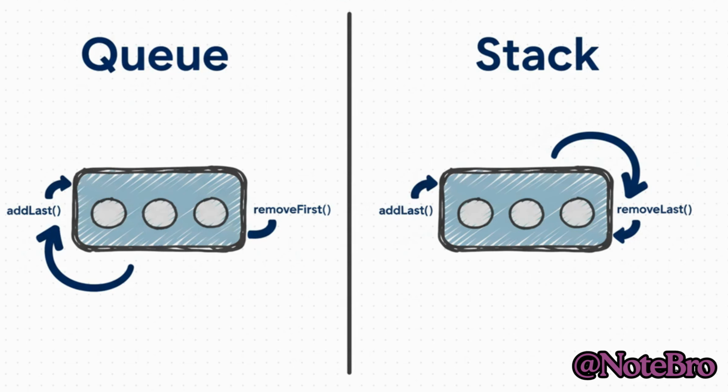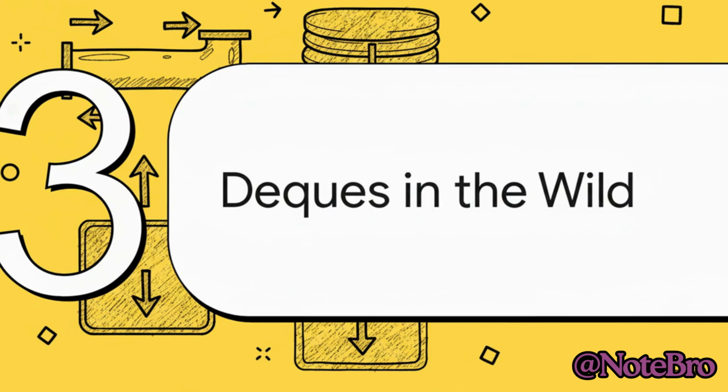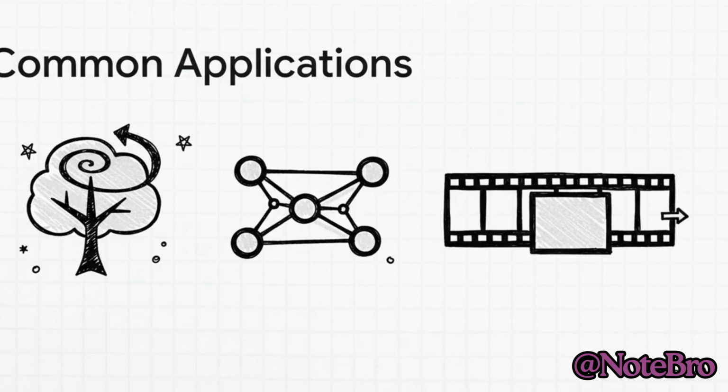How cool is that? Okay, so it's flexible, it's a chameleon, but is this just a neat party trick? Where would you actually use this thing in the real world? Let's take a look at some problems where the Deque isn't just useful, it's a lifesaver. Deques are not just some theoretical concept. They are absolutely essential for solving all sorts of tricky problems. For instance, they're famous for how well they handle sliding window problems. Imagine you're analyzing a constant stream of data, but you only care about the last 10 things that came in.